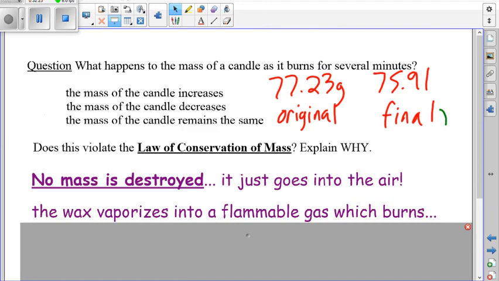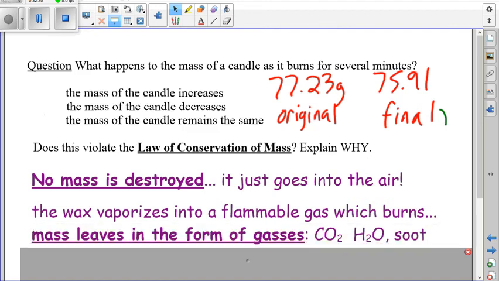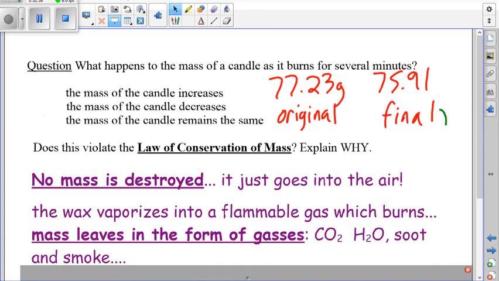The wax vaporizes into a flammable gas, which burns. And so the mass leaves in the form of different gases. You don't have to write all of this down. CO2, H2O, and a little bit of soot and smoke. So it's no longer candle wax as we know it. It was chemically changed into a few gases, but it's in the air, okay?